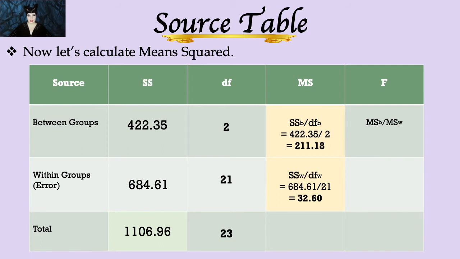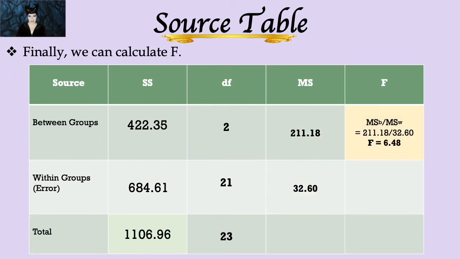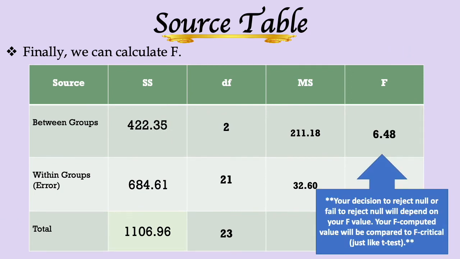My F value is calculated by dividing mean squared between 211.18 by mean squared within 32.60, and I'm ultimately left with an F value equal to 6.48. This number, this F computed value, 6.48, is going to be compared to an F critical value, which I'm about to find. If this number that I've computed is larger than the critical value, my decision would be to reject null. If this value is smaller than the F critical value I find in the table, then I'm going to fail to reject null.